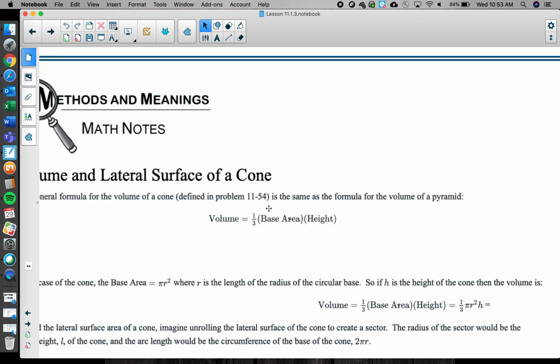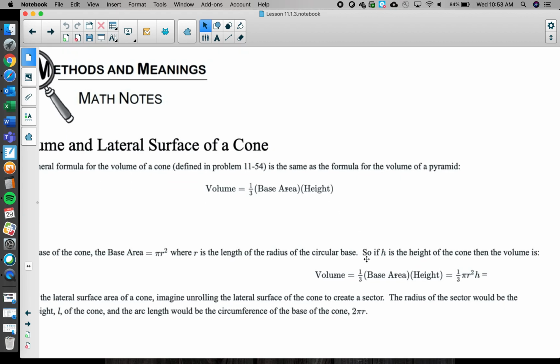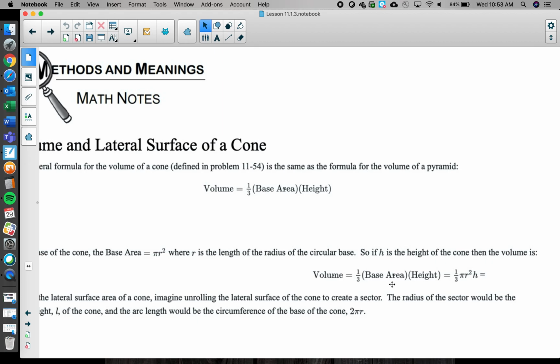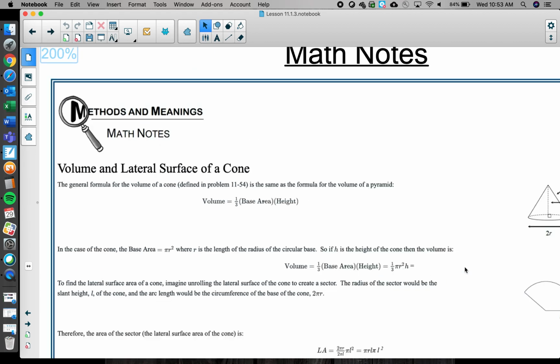The only thing that changes is the base area is now a circle rather than a rectangle or a hexagon or a square or something like that. You just have a circular base. But otherwise, you find volume the exact same way. Matter of fact, if we come down here, remember to find the area of a circle, it's pi times the radius squared. So in this case, you can just kind of plug that in, and it's very quick to find the volume. Okay.